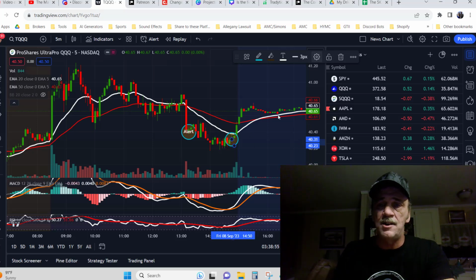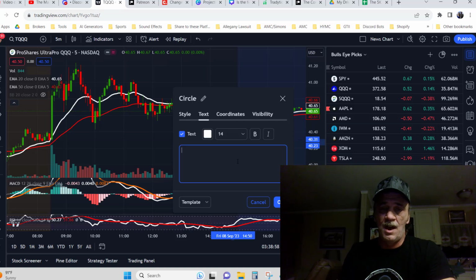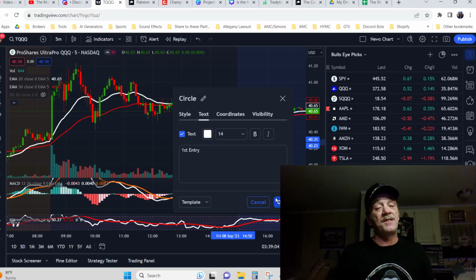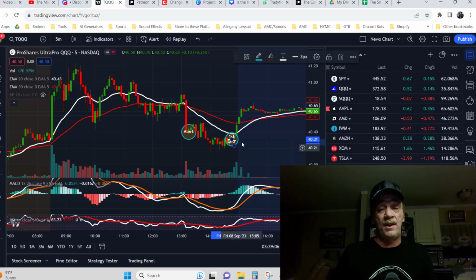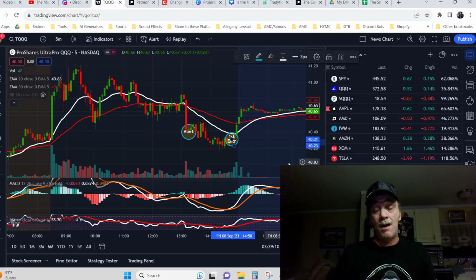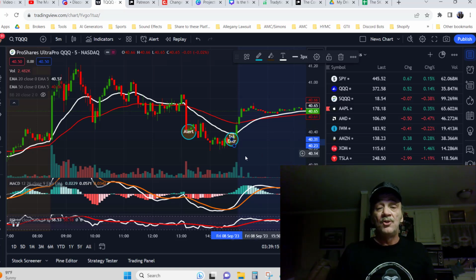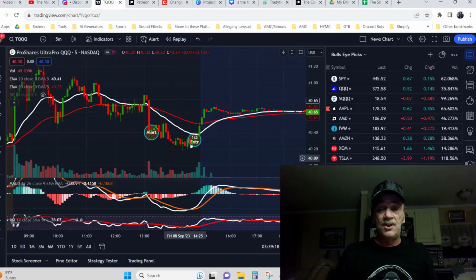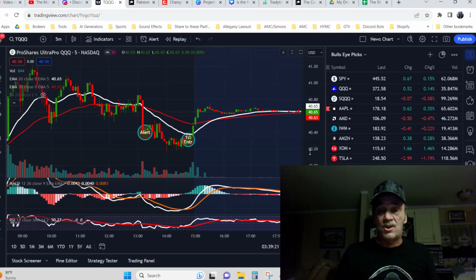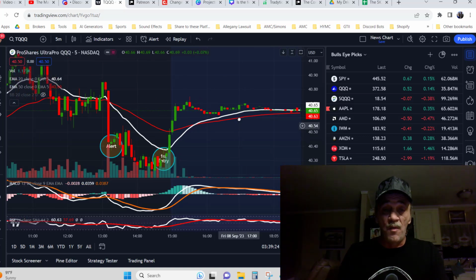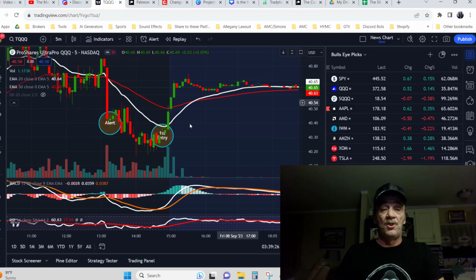And inside the gear, I'm going to type first entry. The reason it's the first entry is I might take a second one before it's over with. If it continued its downtrend, I might buy a second one when all of my rules lined up. All right? So now we are entered into the play, and we have it marked out on our chart. That's what's important for you to learn.